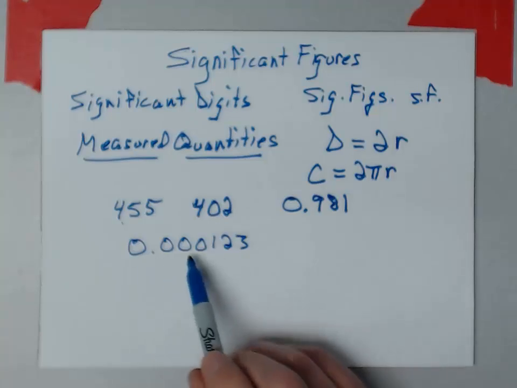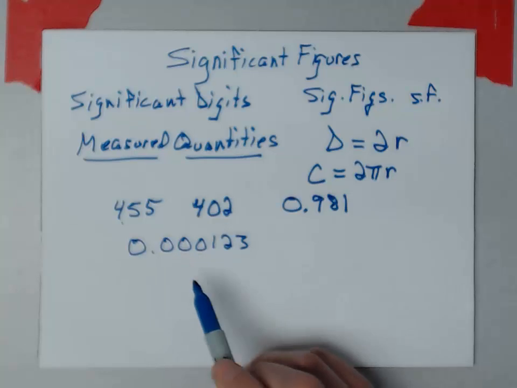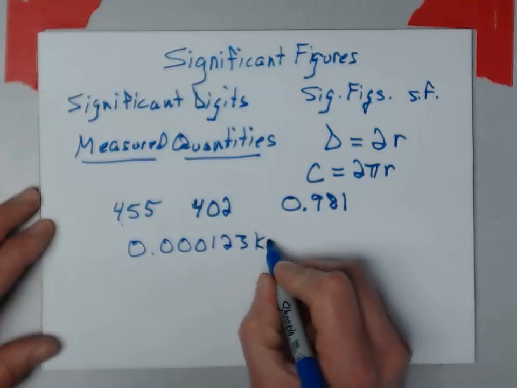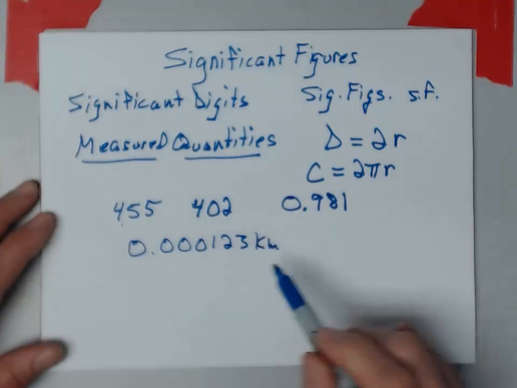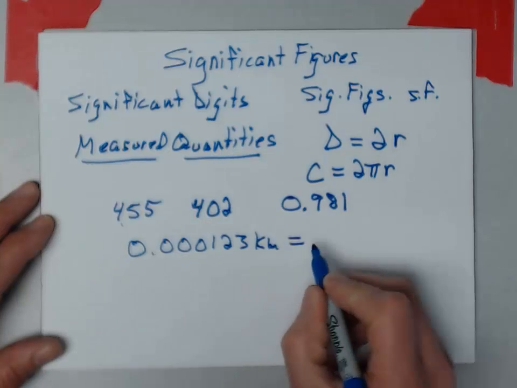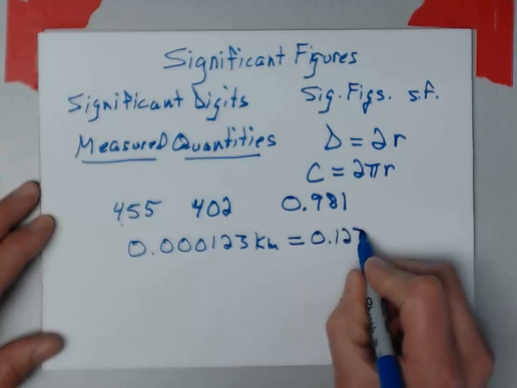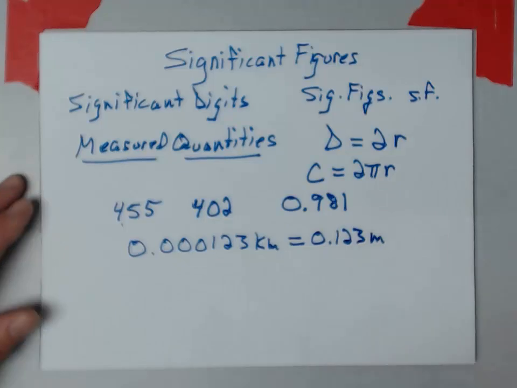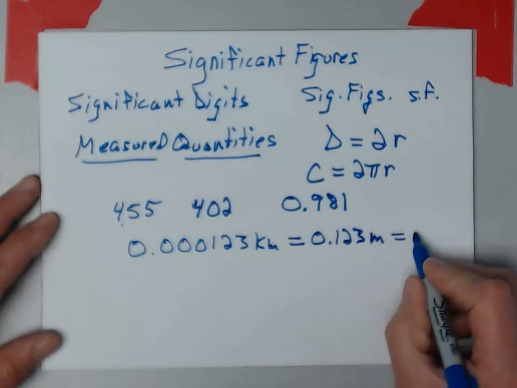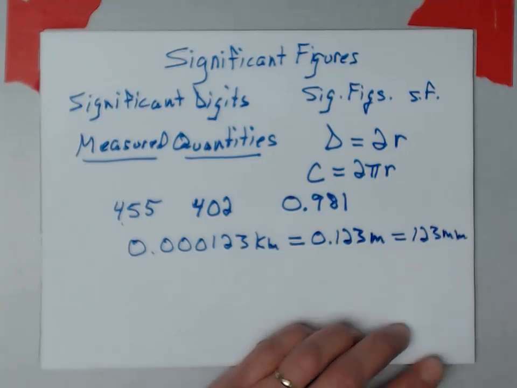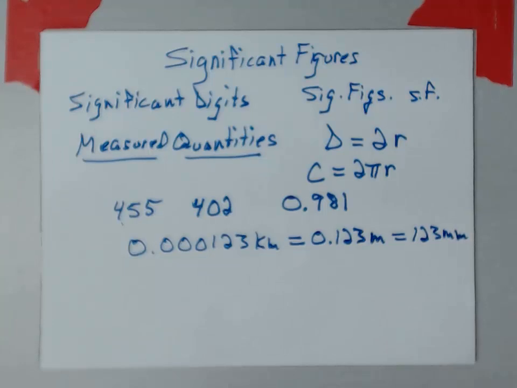If this happened to be a length measured in, for instance, kilometers, we'll learn about unit conversion in another lecture, but I could also write this same number as 0.123 meters, and I could also write it as 123 millimeters. And all 3 of those represent the same number. All 3 of them have 3 significant figures. So those are some things to worry about.